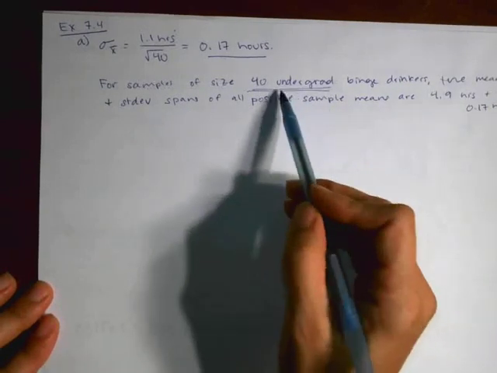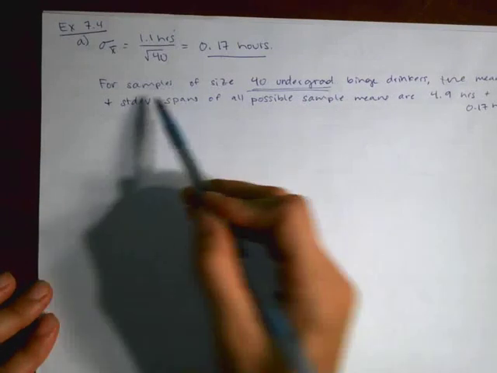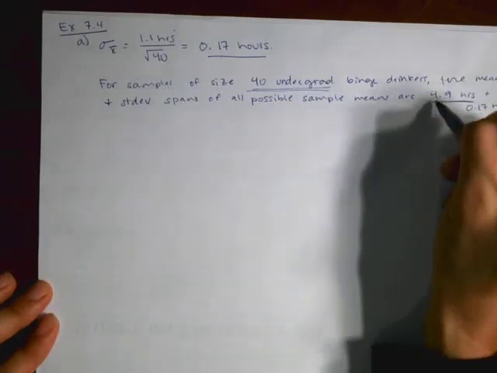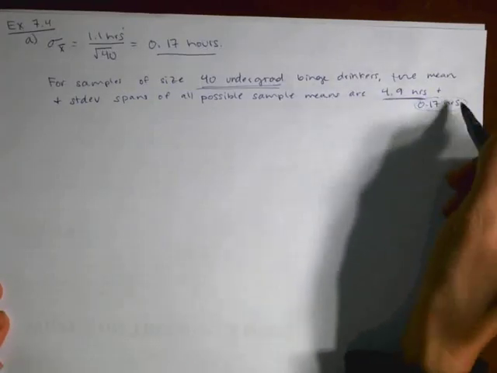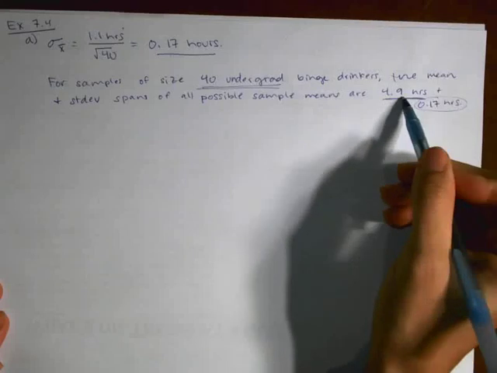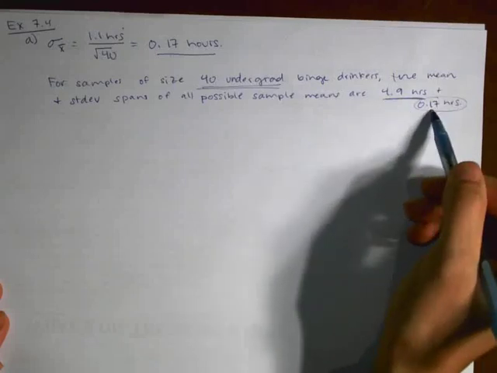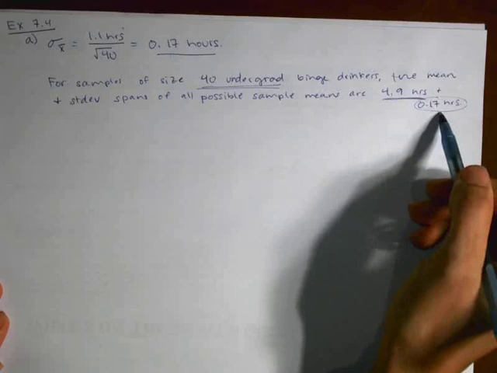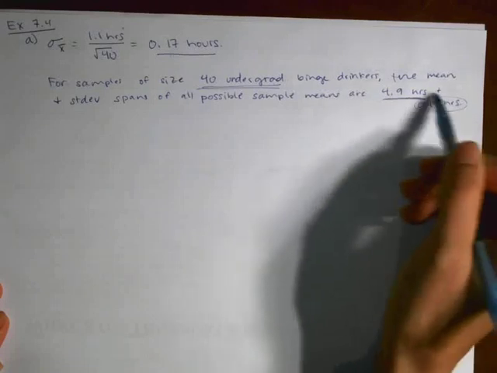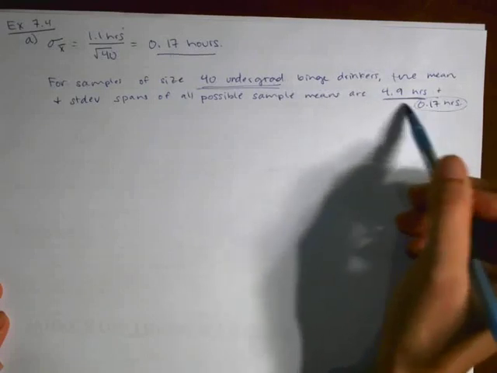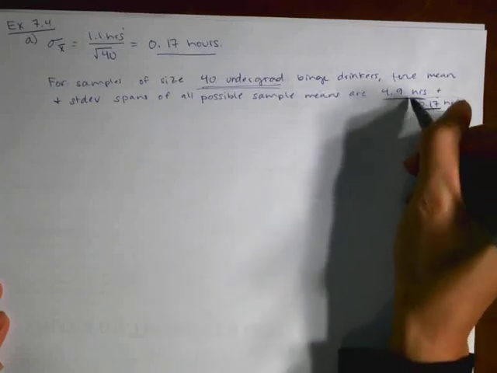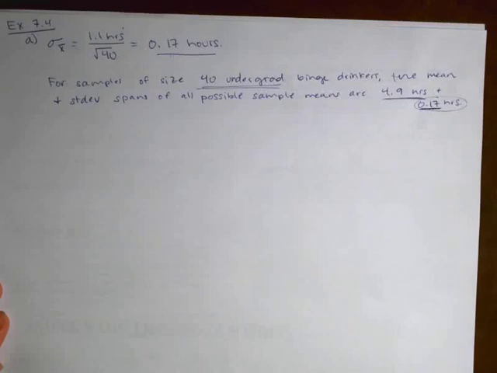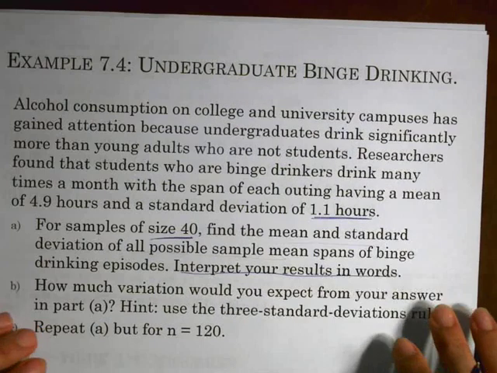Okay, so if we randomly grabbed 40 of those undergrads, then the sample we grabbed would probably be somewhere near 4.9, but there's about a 2/3 chance that it would be as low as 4.9 minus 0.17 or as high as 4.9 plus 0.17, because I know that about 2/3 of all observations fall within one standard deviation of the mean, and this here is one standard deviation away from the mean.